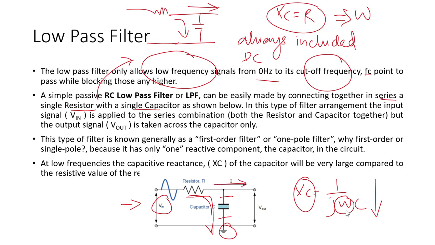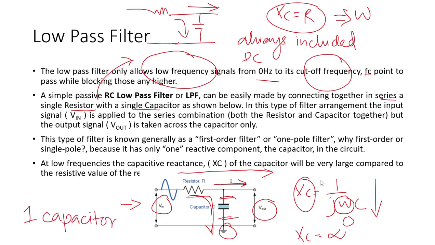Whereas if we say that omega is low, let's say omega is zero, what will happen? XC will be infinite. So this will be an open circuit for a low frequency. So a lower frequency signal would go directly to the Vout. So this is the case for such a filter. This type of filter uses one capacitor. So what does this mean? This means that it is a first order filter.